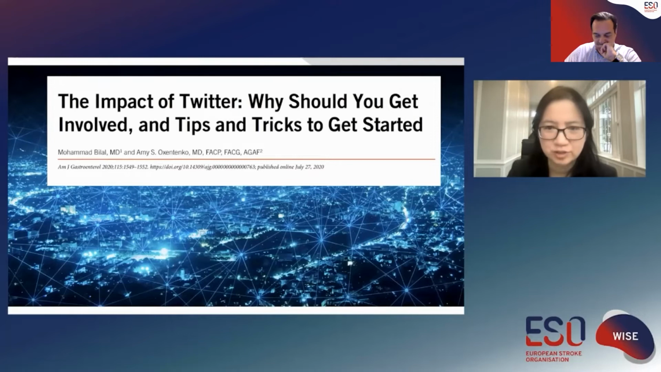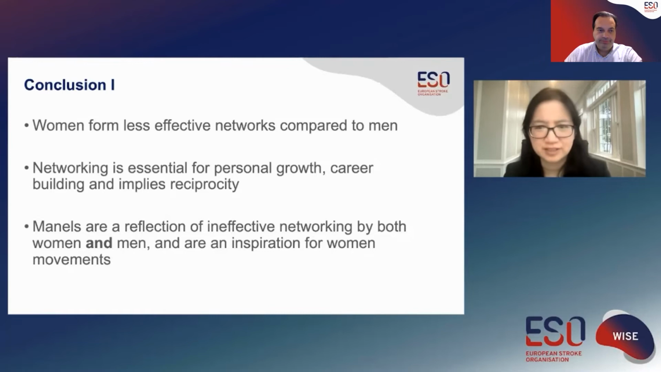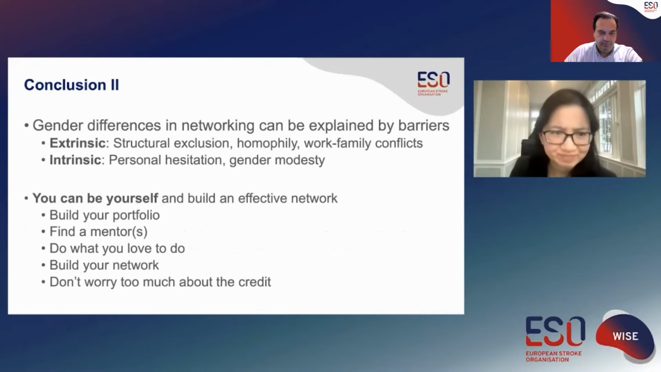So in conclusion, women do form less effective networks compared to men. This has been widely studied. Networking is essential for personal growth, career building, and has an implication for reciprocity between those who interact with each other. Mantles are a reflection of ineffective networking by both women and men and have inspired women movements. The gender differences in networking can be explained by barriers of extrinsic structural exclusions, homophily, work-family conflicts, and intrinsic barriers of personal hesitation and gender modesty.